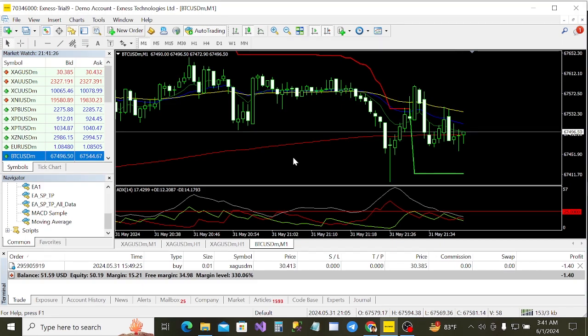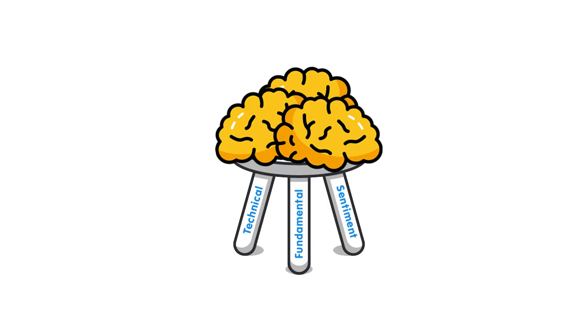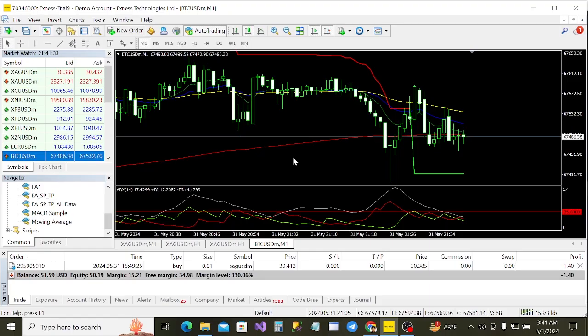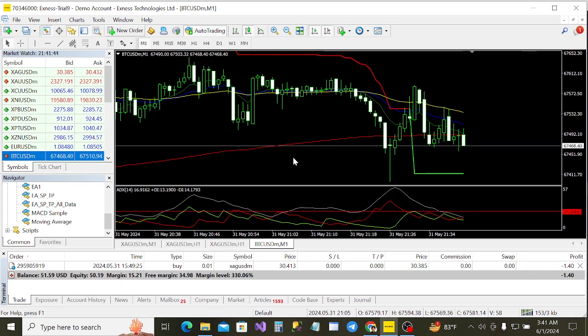6. Types of analysis. Traders use different types of analysis to make informed decisions. Fundamental analysis examines economic indicators, news events, and financial statements to forecast currency movements. Technical analysis uses historical price charts and indicators to identify patterns and trends. Sentiment analysis gauges the mood of the market participants and their potential impact on currency prices.